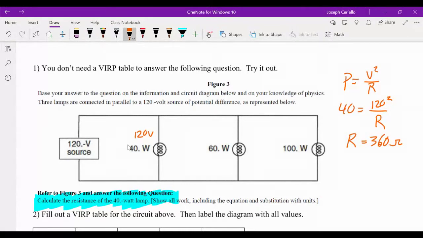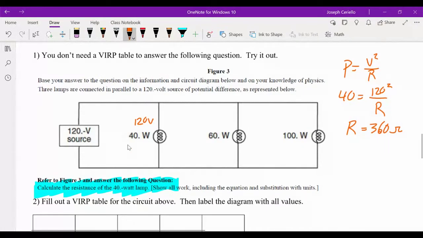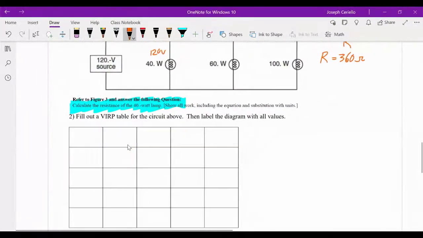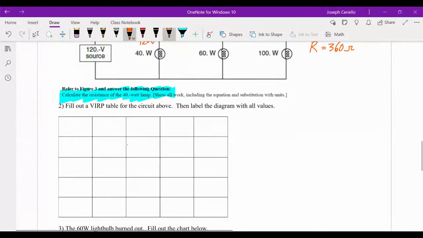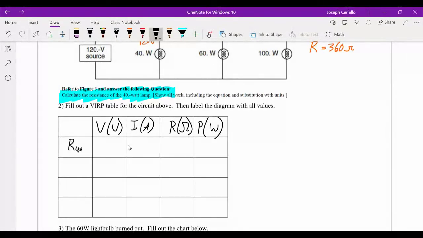All right, but let's practice using the VIRP table just for good measure, especially for your quiz. All right, so let's see. We have voltage measured in volts, current measured in amps, resistance measured in ohms, and power measured in watts. Let's throw in our givens. Actually, we have our 40 watt bulb, we have our 60 watt bulb, we have our 100 watt bulb, and we have our equivalent resistance.